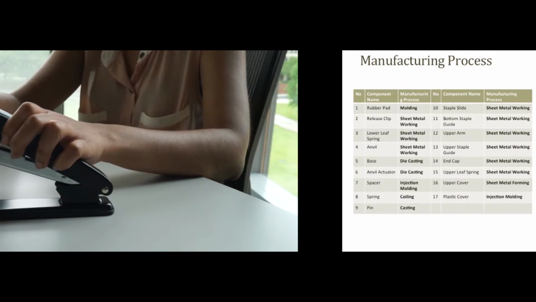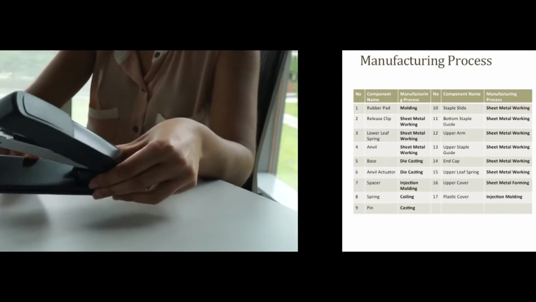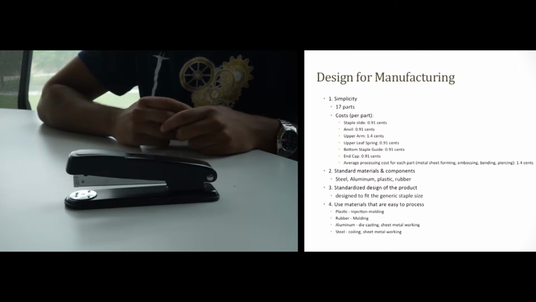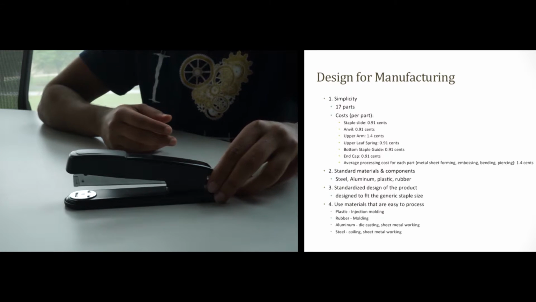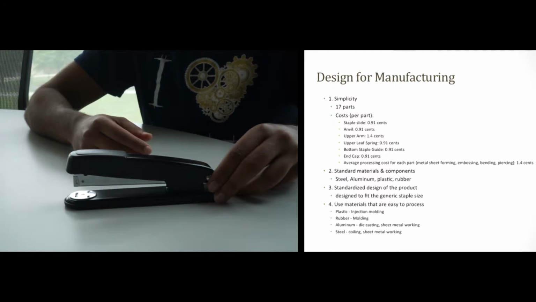Casting was also another popular method of production and used for the manufacture of the pins, the base, and the anvil actuator. Design for manufacturing was implemented in the manufacturing of this stapler. DFM was addressed by considering multiple factors such as simplicity, the standard use of materials, standardization of design, and the use of easily processable materials.